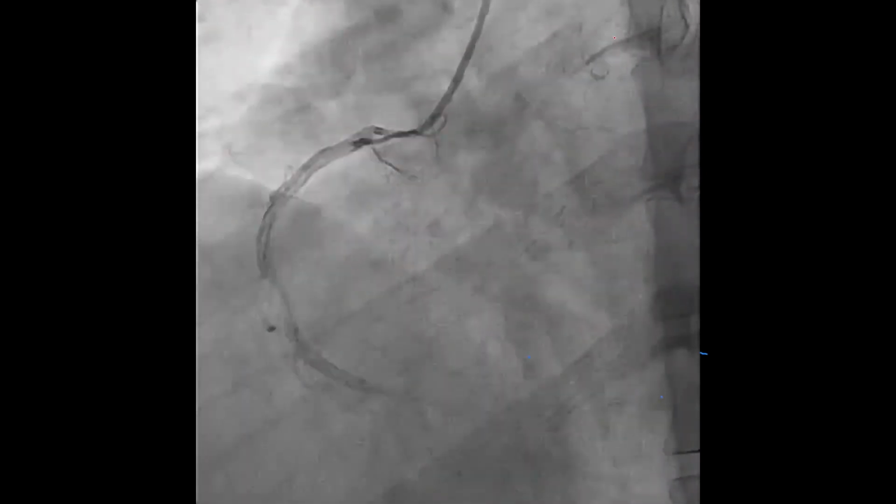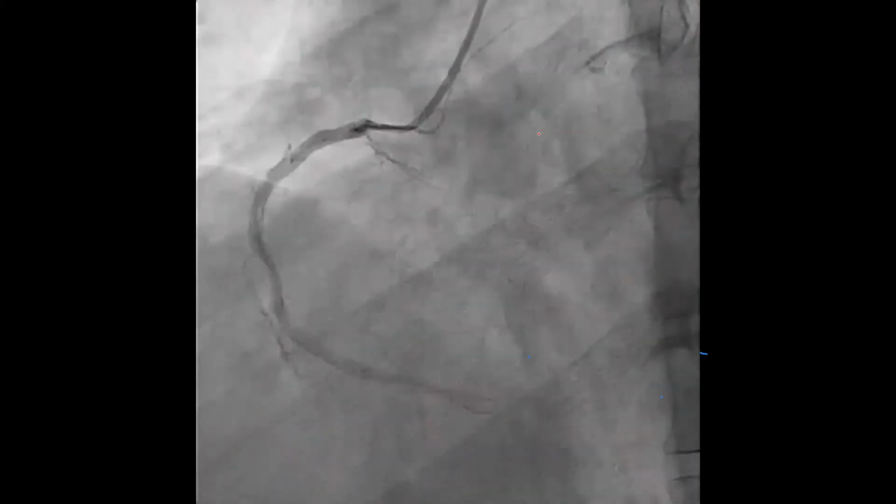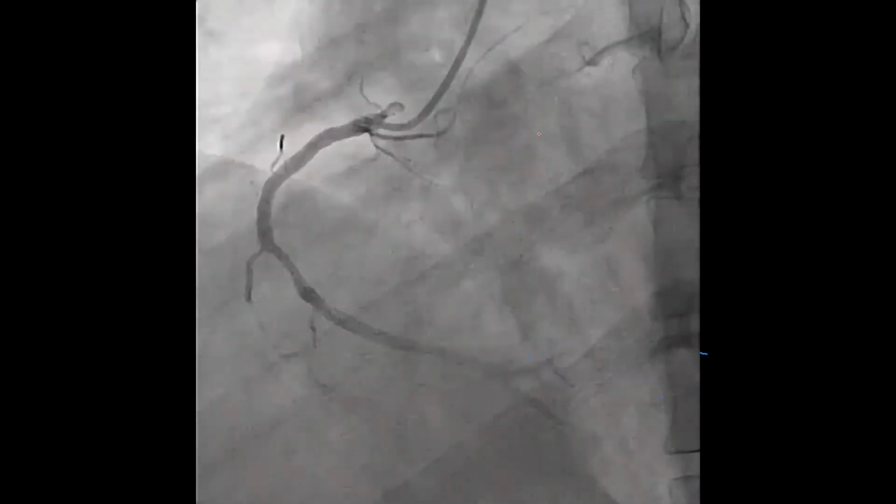So remember to report calcification in the arteries or somewhere else. It might be in the aortic valve, it might be mitral annular calcification, it might be pericardial calcification. So you have to be open-eyed when you are interpreting the coronary angiogram.